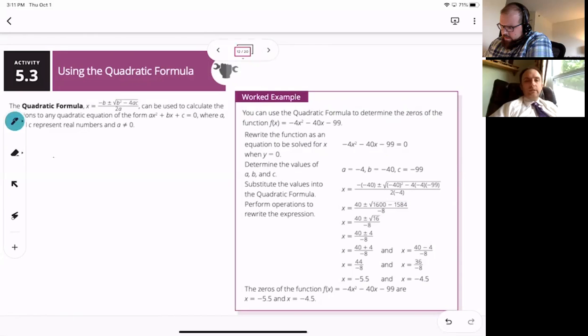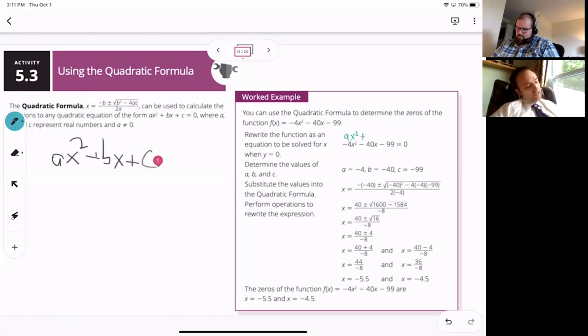So how they're doing this is they set the whole thing equal to 0 because again, this is finding zeros or roots of the quadratic. They determine the values of a, b, and c. So think back to standard form. Standard form was ax squared plus bx plus c. Well, I guess they have y equals or whatever. So a in this case is -4, b in this case is -40, c in this case is -99.